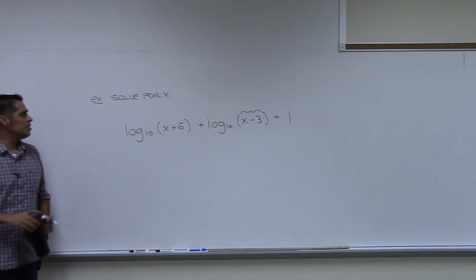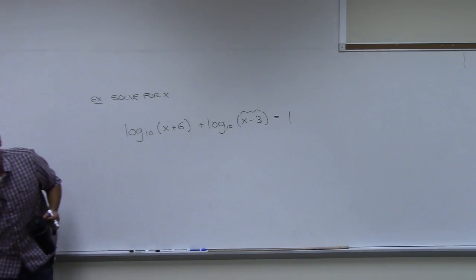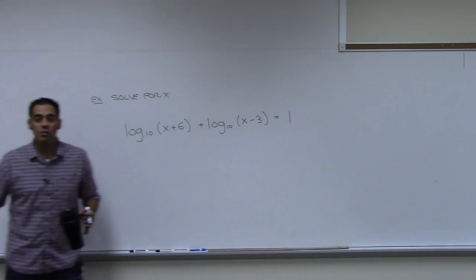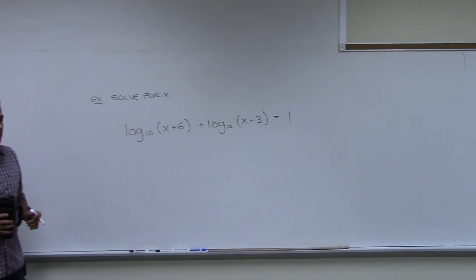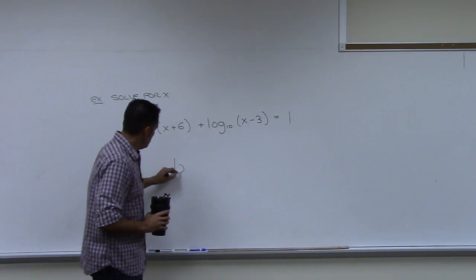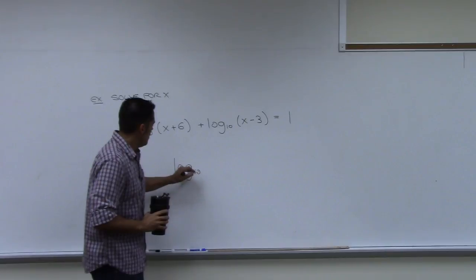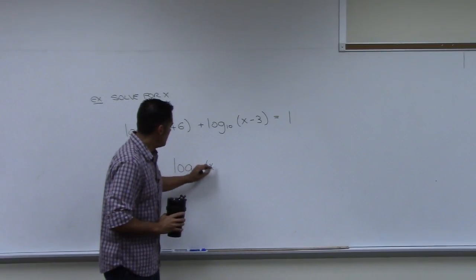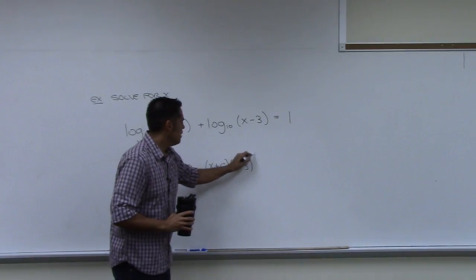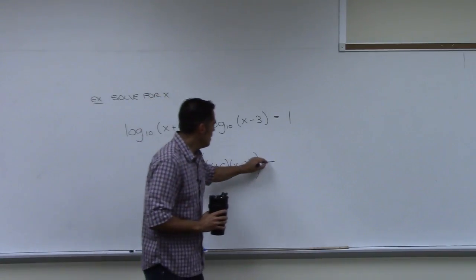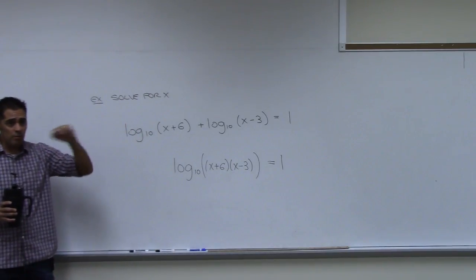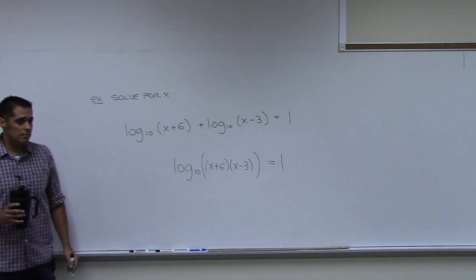How would you approach this differently now that you have a plus there instead of a minus? When you put those two together, you're going to multiply them, right? Instead of dividing them. So this is going to become a single log again, log base 10. But now you're going to do x plus 6 times x minus 3 equals 1. So if I multiply those two together, you have to do like a FOIL, right? FOIL that out, and what do you get?